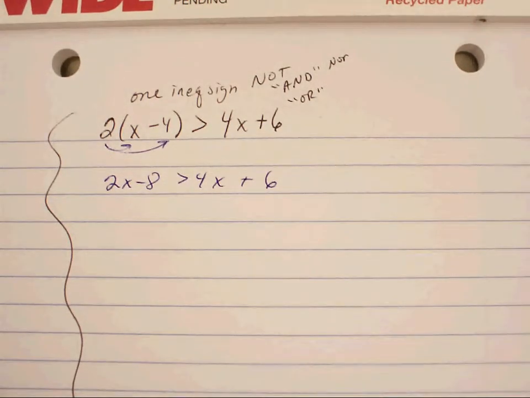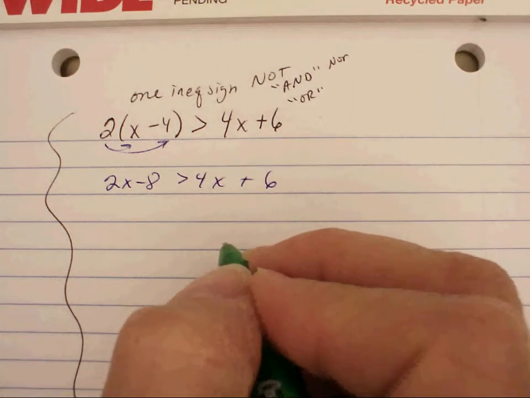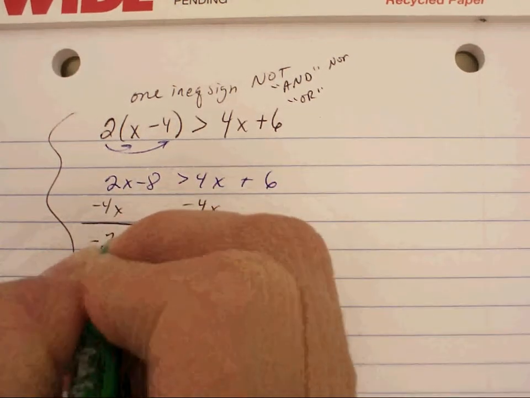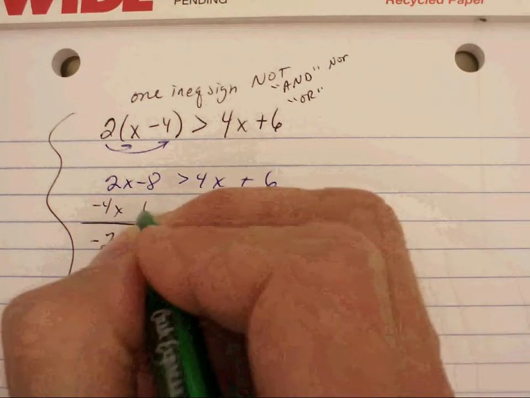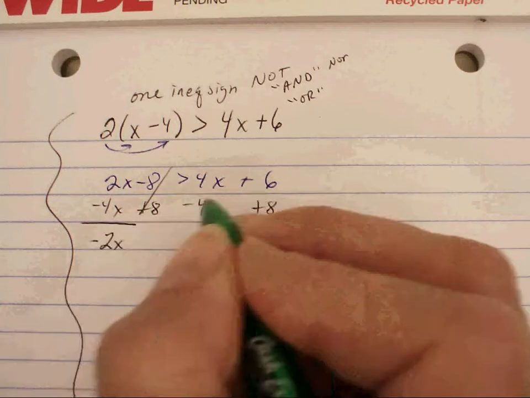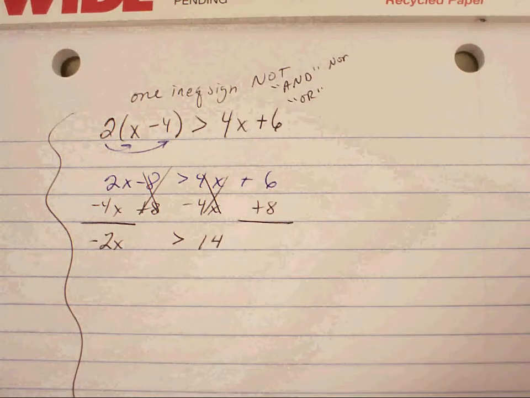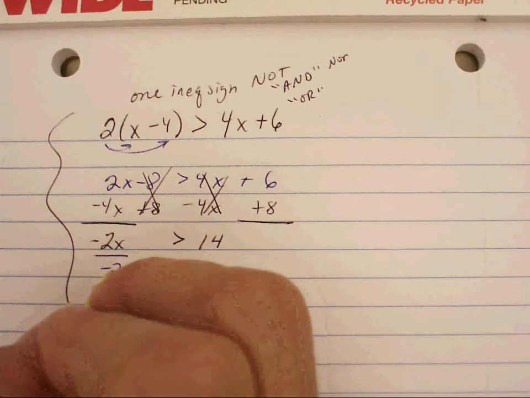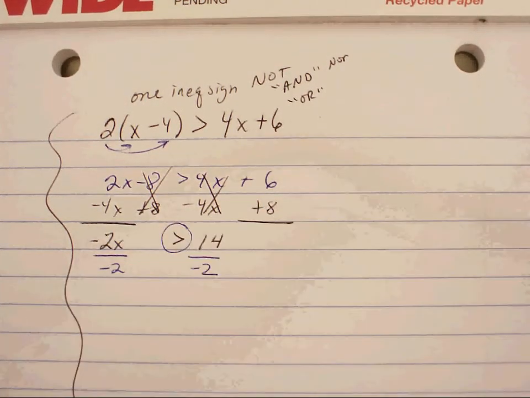Okay, so let's distribute the 2 then. 2x minus 8 is greater than 4x plus 6. What would you do next, Tate? Okay. So that would give us negative 2x on this side. What would you do next, Lakin? Add the 8, okay. Those make a 0 pair. Those make a 0 pair. And what would you do next, Harrison?